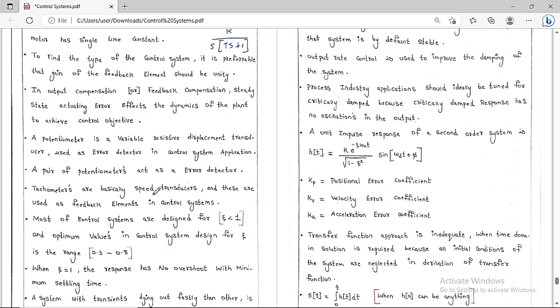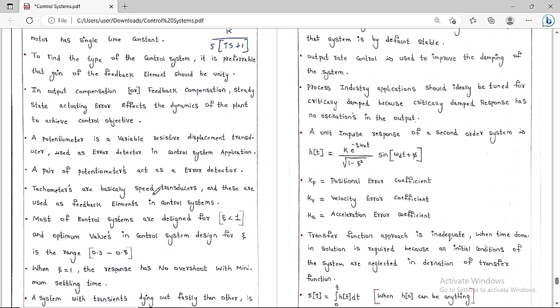The next point is most of the control systems are designed for zeta less than 1, and the optimum values in control system design for zeta are in the range from 0.3 to 0.8. So most of the industrial control systems are designed for a damping ratio less than 1, and the most optimum values of zeta are in the range 0.3 to 0.8.